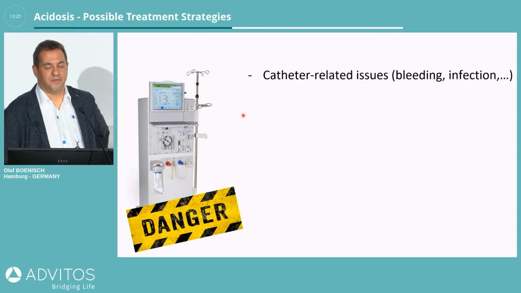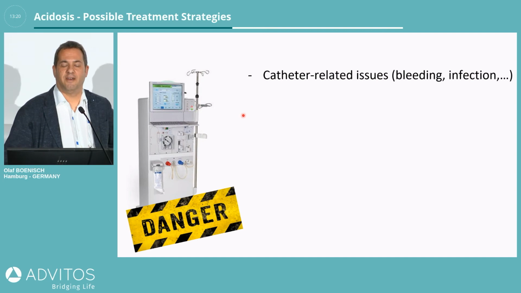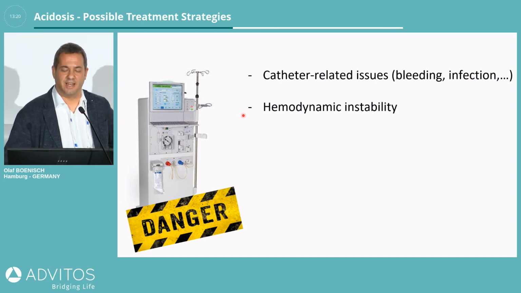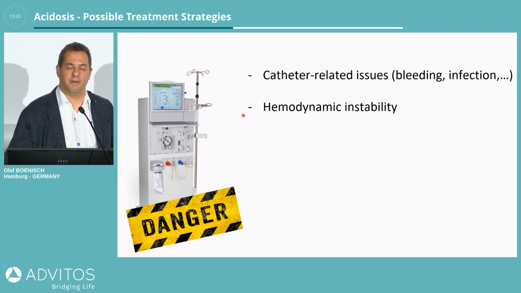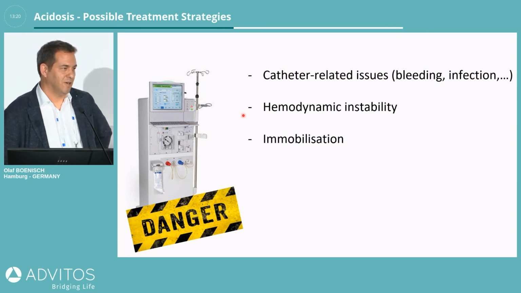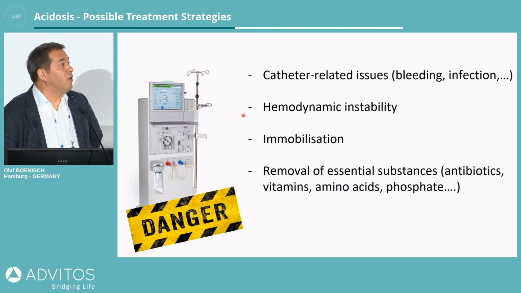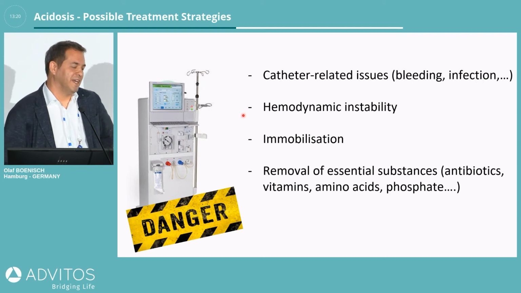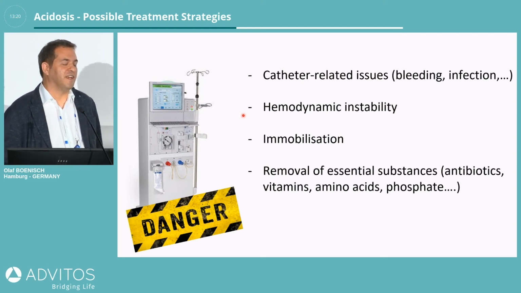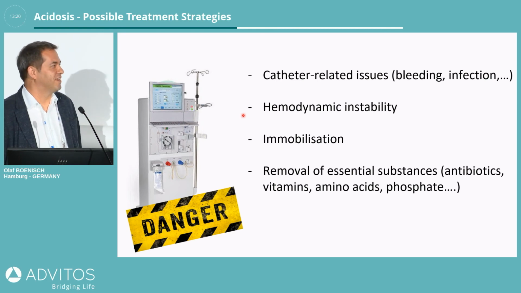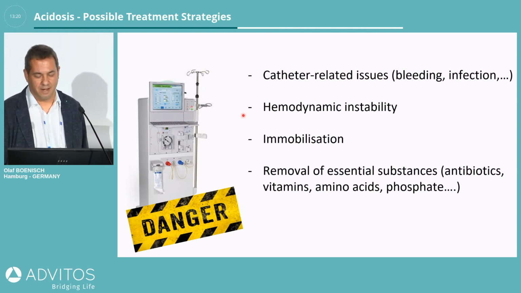What are other problems with dialysis therapy? We have catheter-related issues with bleeding and infection. We can have patients with hemodynamic instability. We are immobilizing patients. We are also removing important substances, for instance, antibiotics. This is probably the reason why an increase in the dialysis dose in septic patients has a negative impact on the outcome. We are also removing vitamins, amino acids, and phosphate.